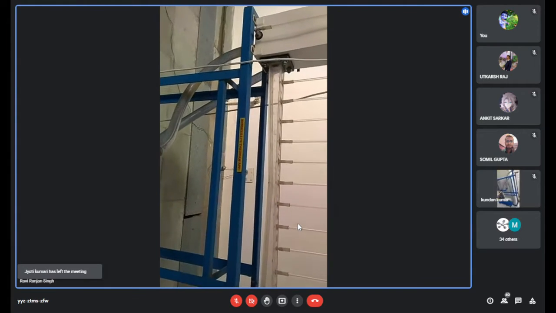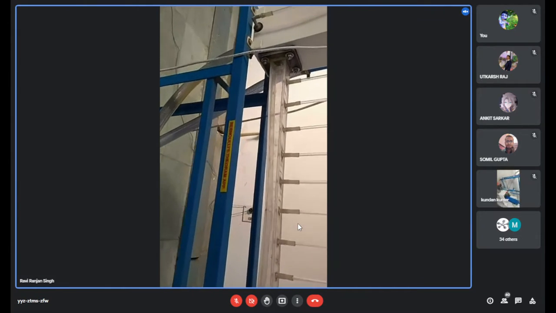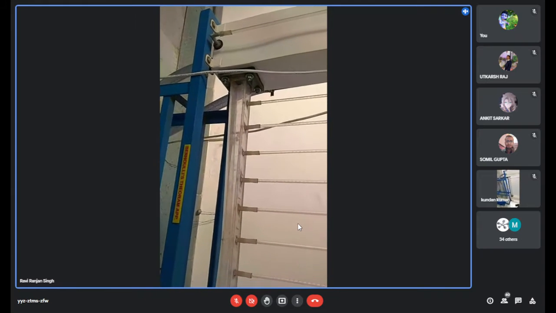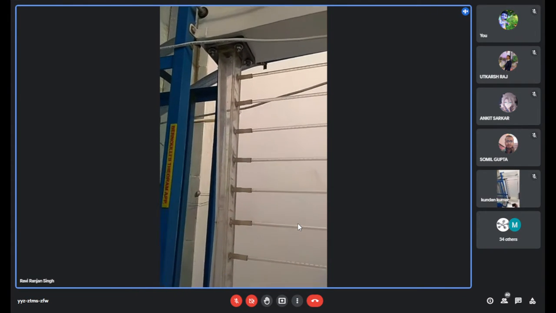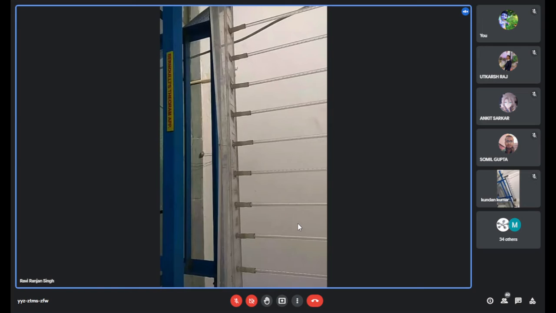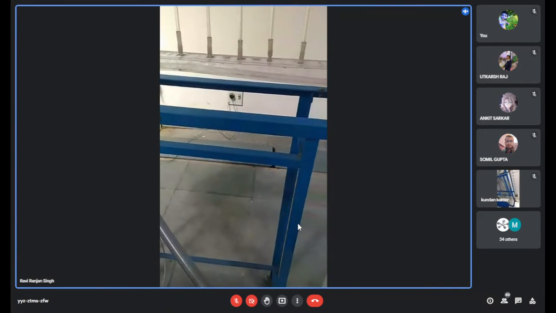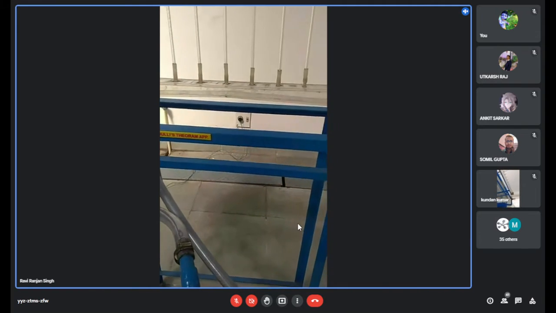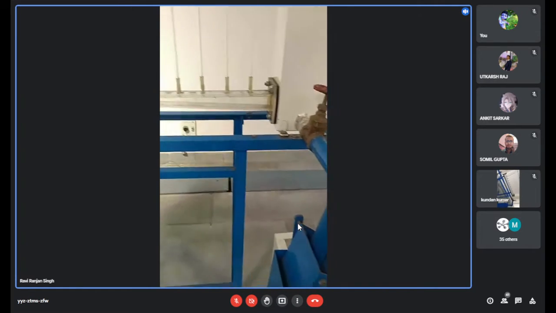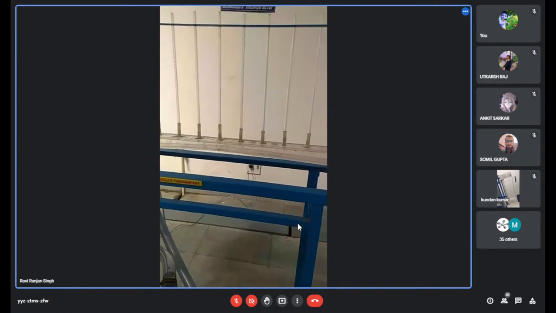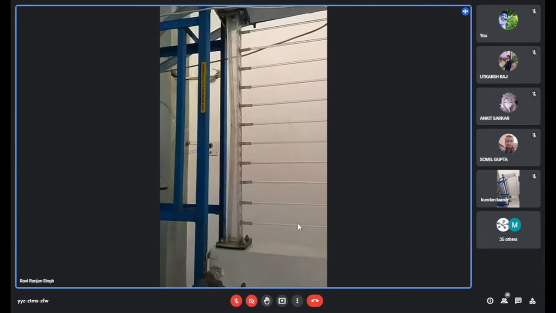We have different manometers at different sections, through which we can calculate the pressure at different sections. And also we will calculate the velocity by the calculation of the flow, and we will verify the Bernoulli's theorem. This is the setup of the Bernoulli's theorem.